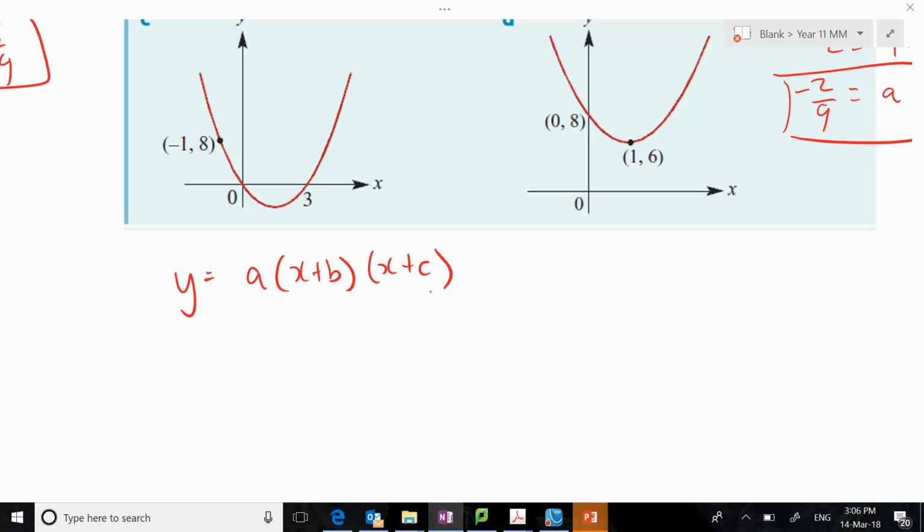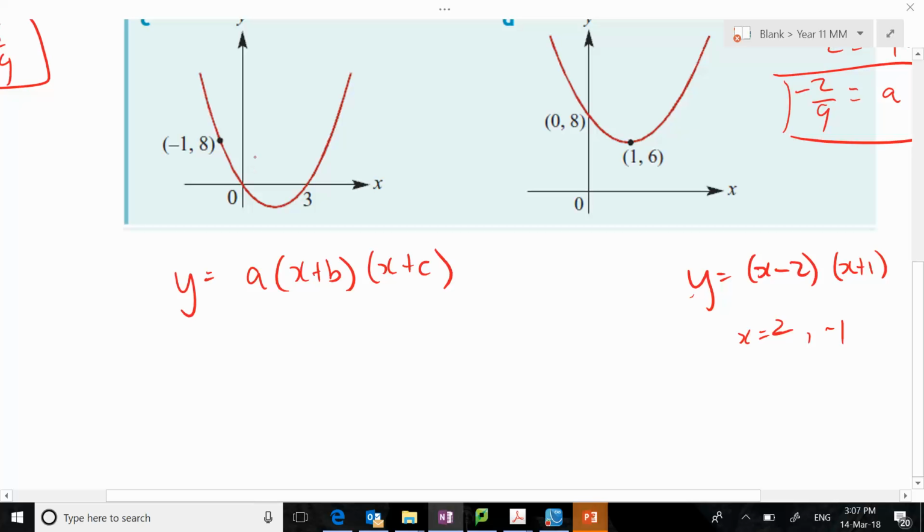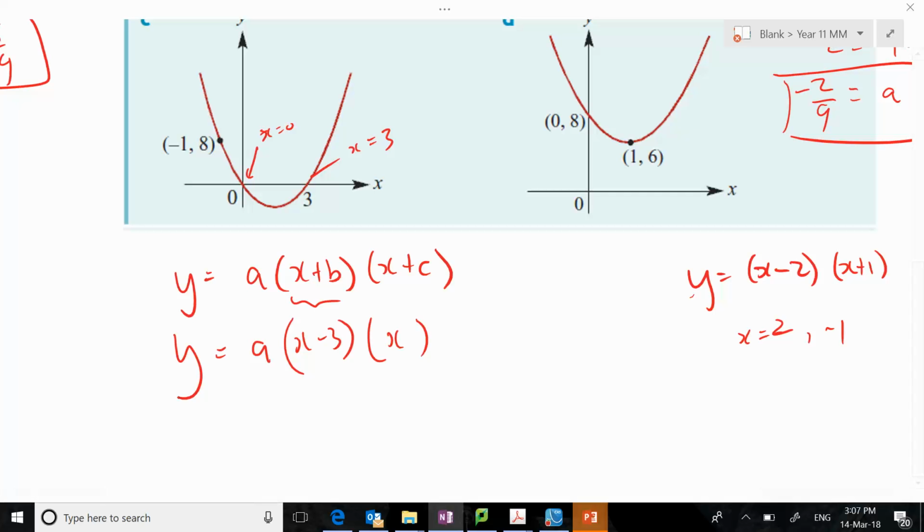So if I gave you y equals x minus 2 and x plus 1, you would have told me the x-intercepts are 2 and -1. So that's why if x equals 0 and x equals 3, you can say that this has to be x minus 3 and this has to be x. There you go. Find A. How do you find A? Substitute a point. See, what was the skill that you're trying to do? The very first step is choosing the right form. I didn't give you a turning point. Don't use a turning point. It's not going to help. I gave you 2 x-intercepts. Use the x-intercept form.